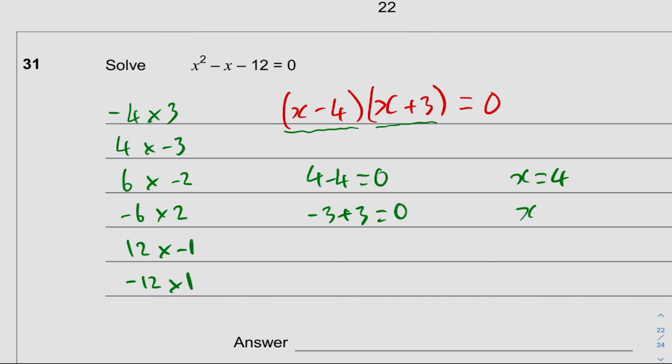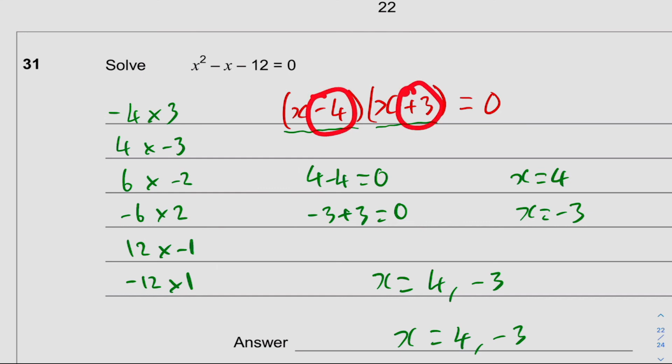So x, we can say, is equal to negative 3 as well, because again, any number times by a 0 will give 0. So our two solutions are x is equal to 4 and negative 3. And we'll just write this in the answer part, x is equal to 4 and negative 3. Also, what I've done in this step, if it's slightly confusing for you, is basically I've just reversed the sign of the two components in the bracket. So this becomes a 4 and this becomes a negative 3, and those are the answers for x.